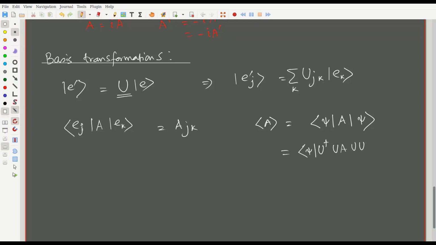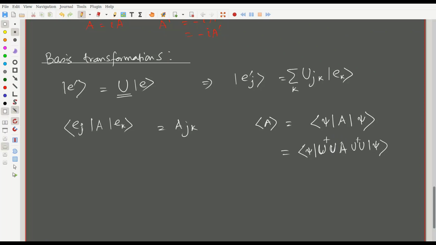No, I would rather write U dagger here and U dagger U here, psi. So I have done nothing, I have just inserted a unitary matrix into this thing. Sorry, in both places I insert U dagger U.